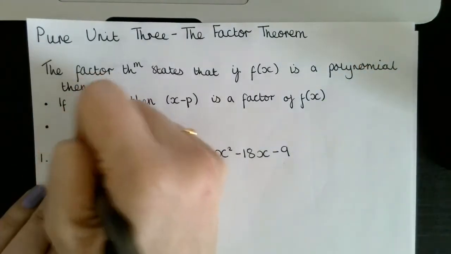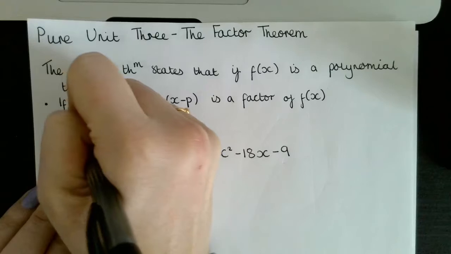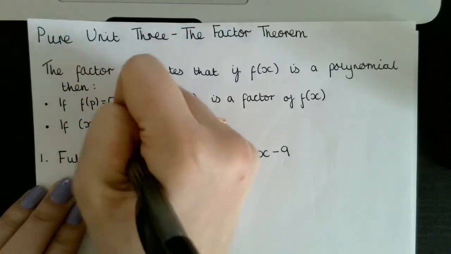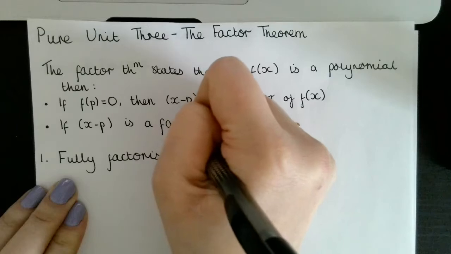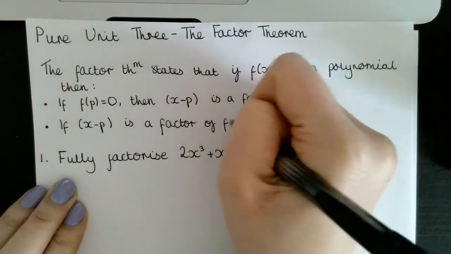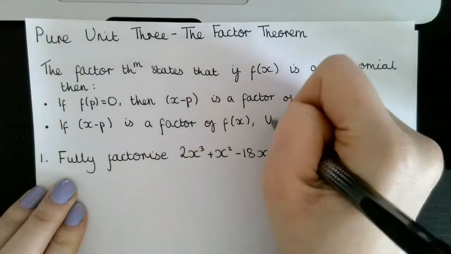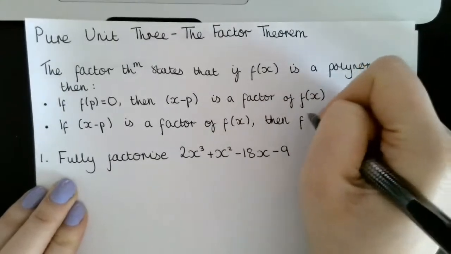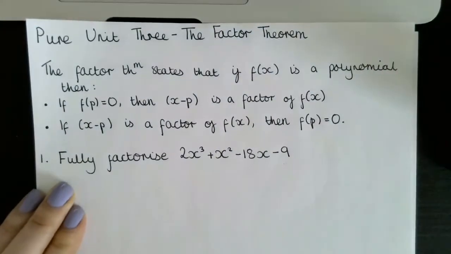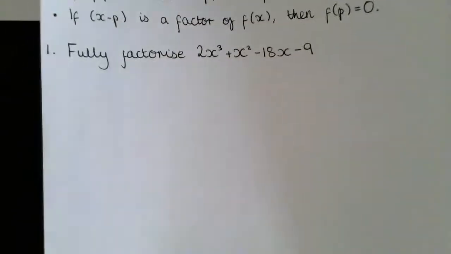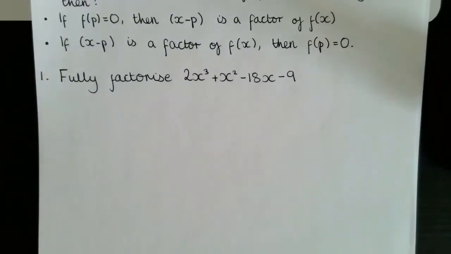Also, if x minus p is a factor of f of x, then f of p must equal 0. So we've got an example here that's going to use those two bullet points.